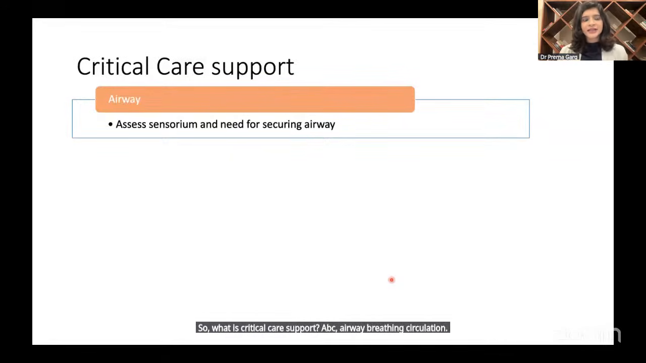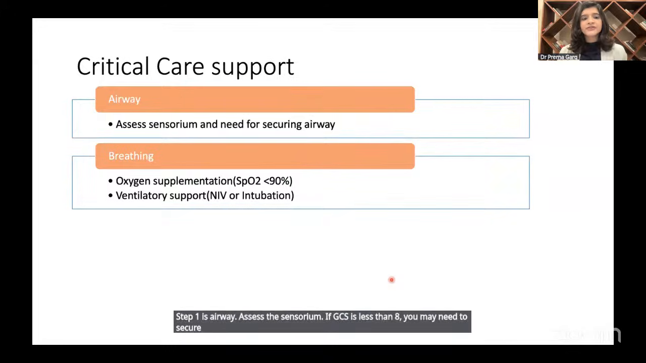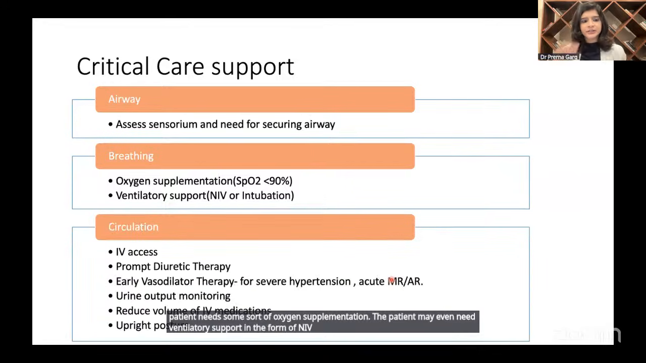Step 1 is airway. Assess the sensorium. If GCS is less than 8, you may need to secure an airway. If the saturation is low, SpO2 less than 90%, the patient needs some sort of oxygen supplementation. The patient may even need ventilatory support in the form of NIV or intubation.